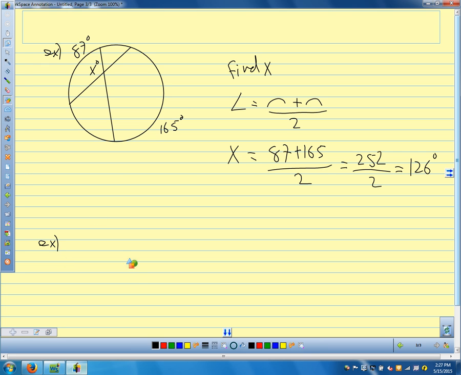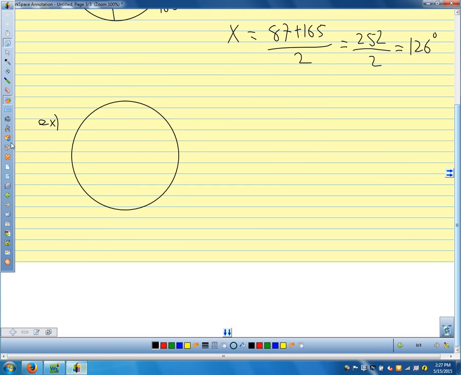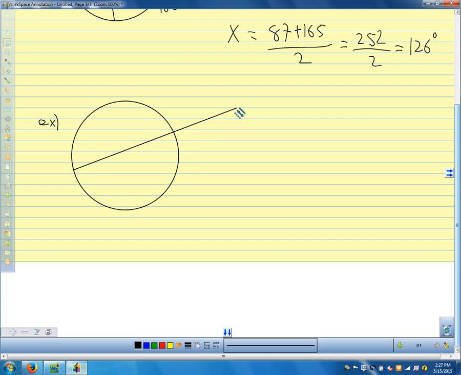All right, I want to look at one now where we have to kind of work with the formula in reverse. So here are my 2 lines, and we're going to say that's a tangent, and this angle is 22 degrees. This arc is x degrees, and this arc is 98 degrees. And again, we want to find x. So our lines now are intersecting outside the circle.